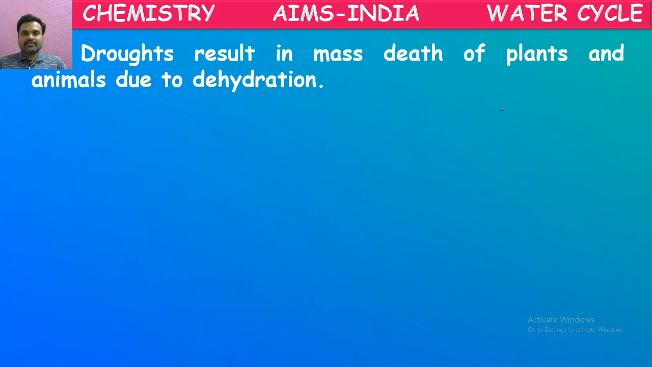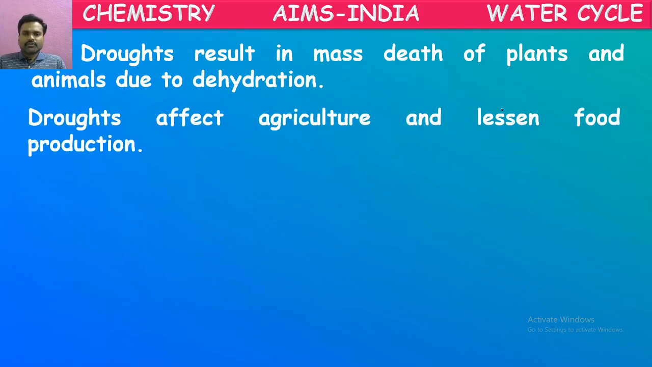Many plants will be dying in the summer seasons mostly. Again, they will come alive when there is rain. But if there is no rain for a longer time, all the plants and animals will die off in those areas where there is no rain.